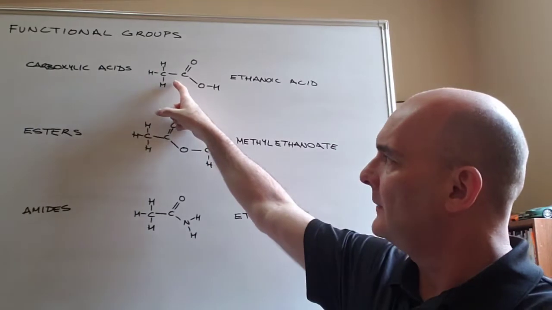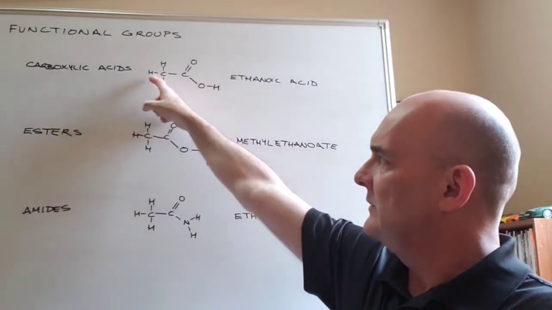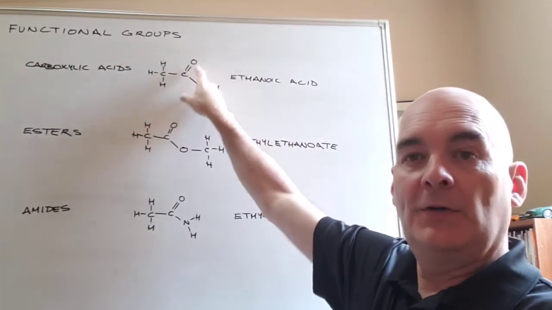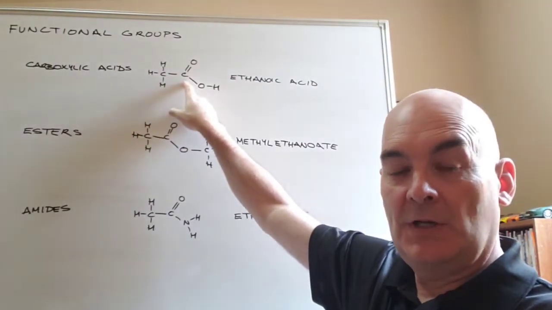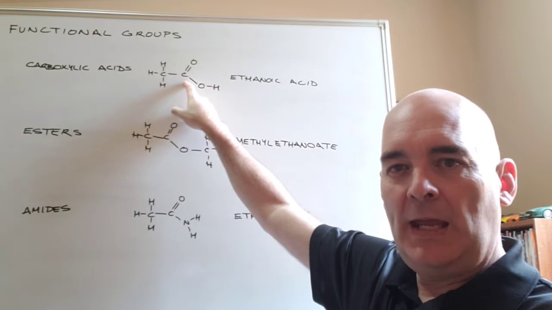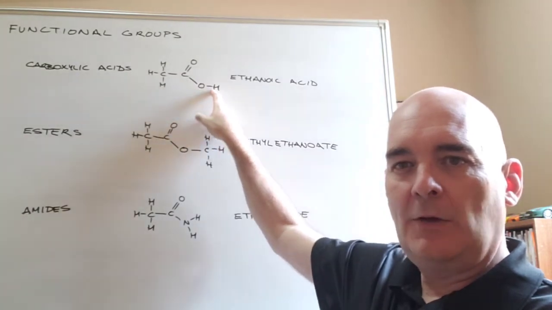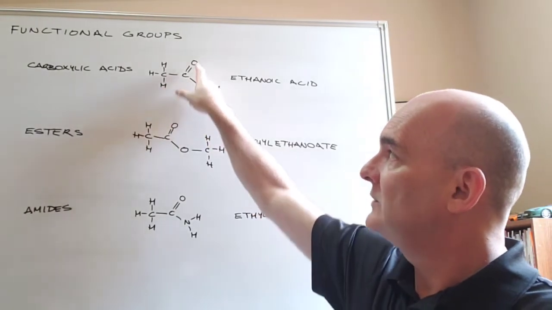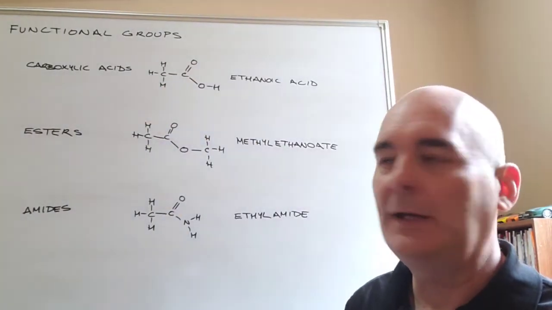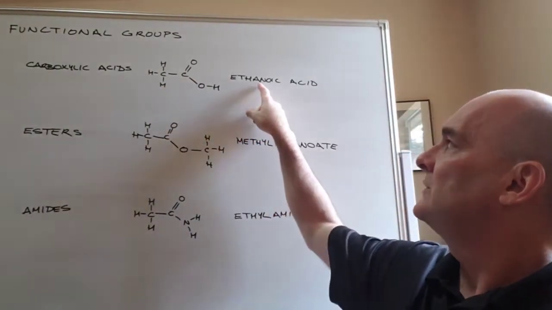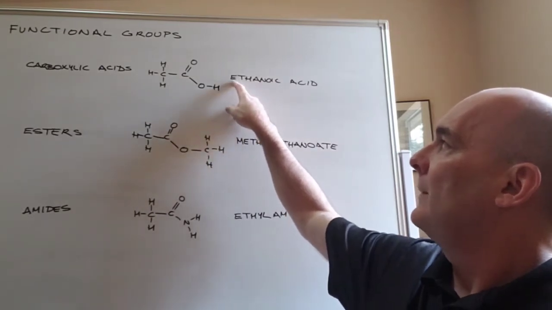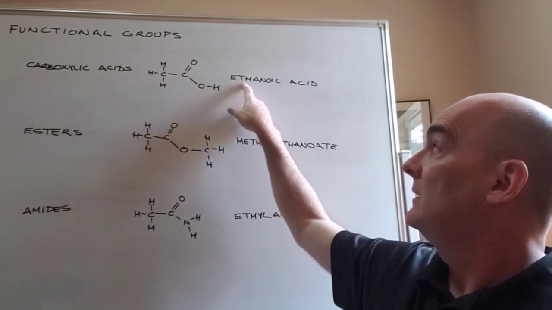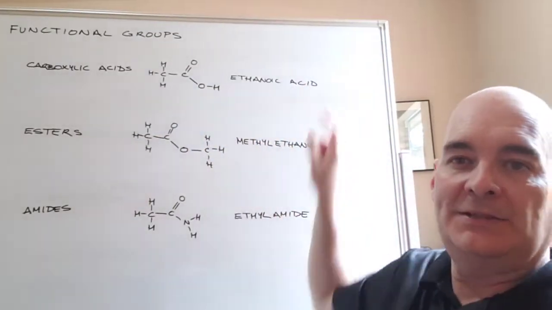Carboxylic acid itself has a chain, and then this carbon is doubly bonded to an oxygen, this carbonyl, and then bonded to an alcohol group. So this carbon is bonded to oxygen 3 separate times. And we just name the number of carbons that are in the chain, 1, 2, 3, 4, and then anoic acid.